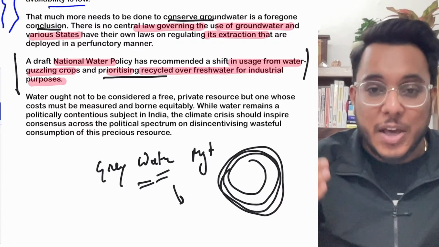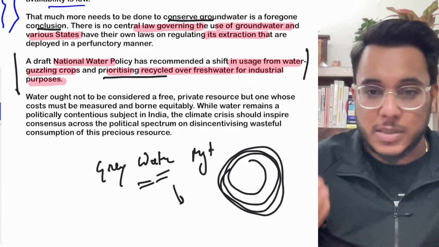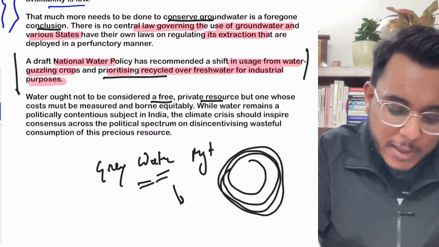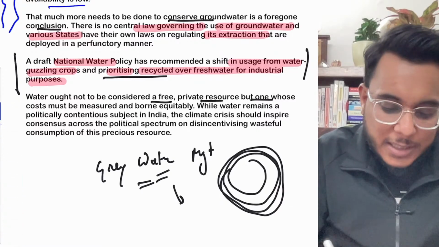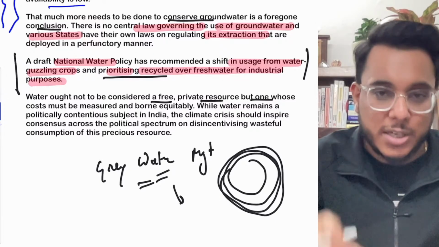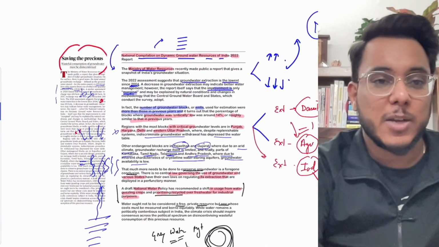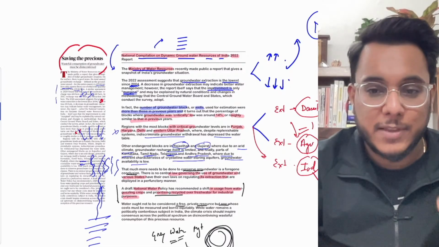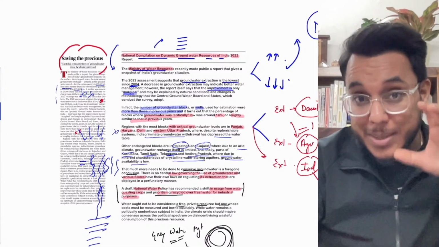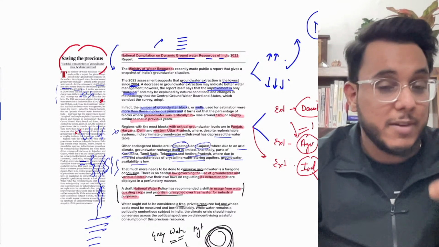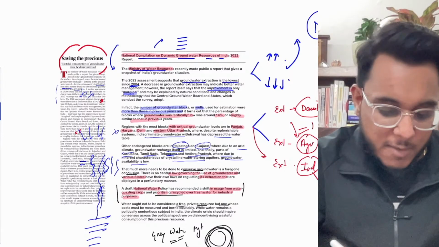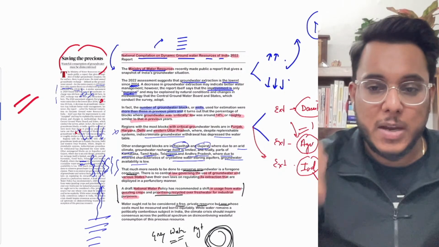We need to prioritize recycled water for industrial purposes, not fresh water. Moreover, water should not be considered as a free private resource which is unlimited. Rather, water needs to be seen as a precious resource, and wasteful consumption needs to be avoided. Now understand this particular thing. It has been said repeatedly that if there will be a third world war, and if it is fought over a resource, it will be water. So therefore all these things need to be focused upon.